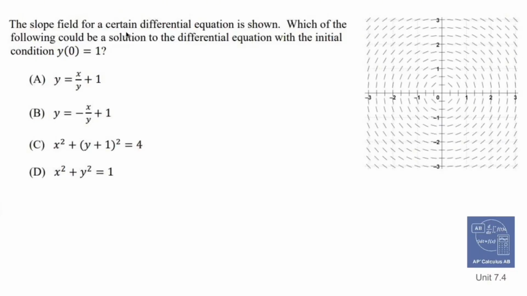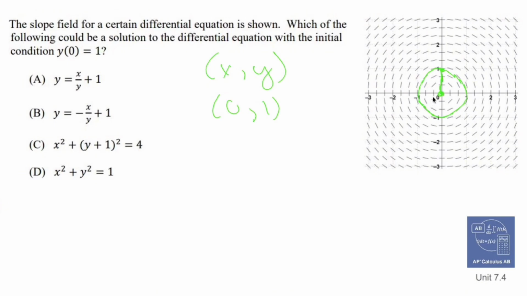The slope field for a certain differential equation is shown. Which of the following could be a solution to the differential equation with the initial condition of y of 0 equals 1? Well, y of 0 equals 1 means we have the point x, y, and that point is 0, 1. At 0, 1, it looks like what's created here is a circle, like that.